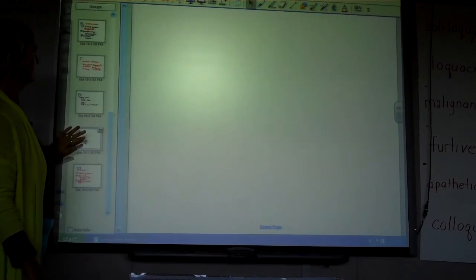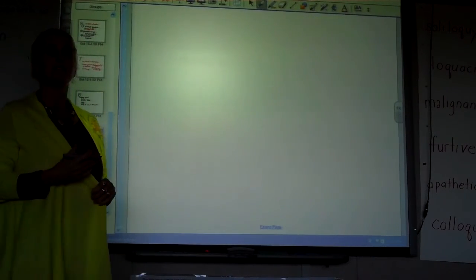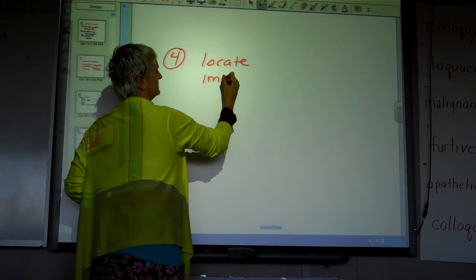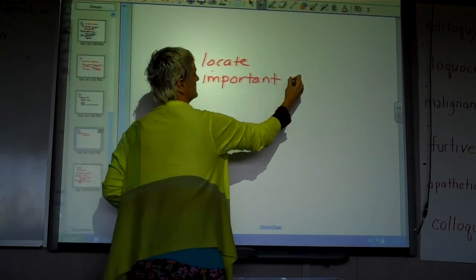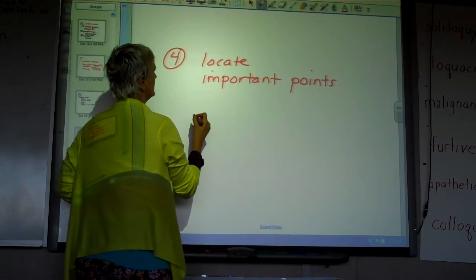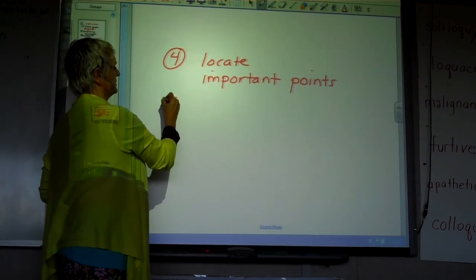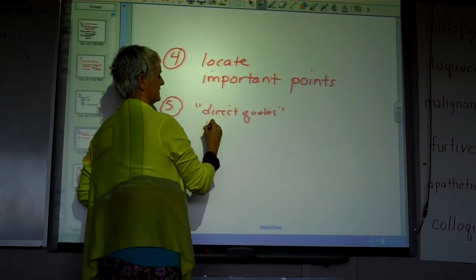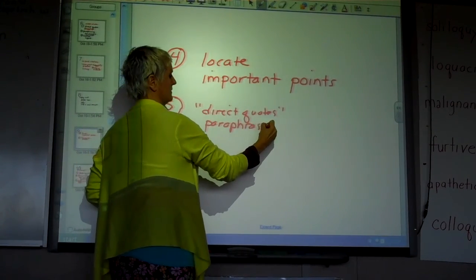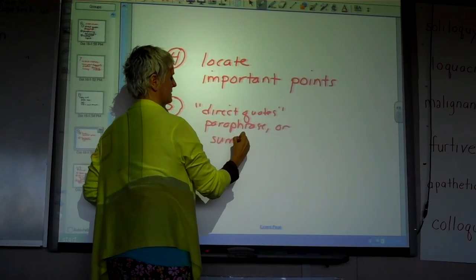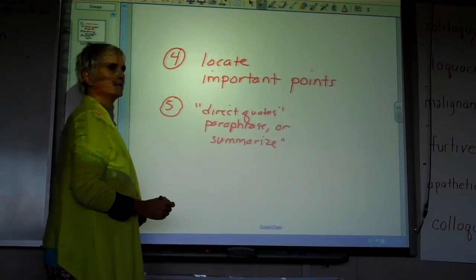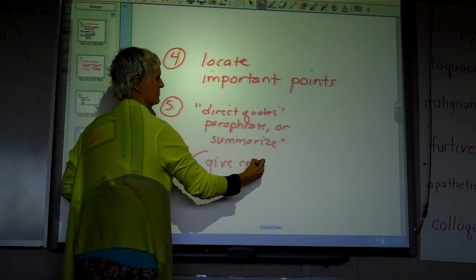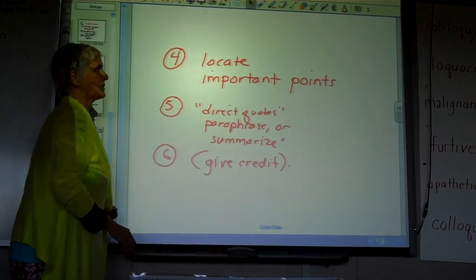After you do that, then you find the important points that are going to support your paper. And then you are going to use direct quotes, paraphrase, or summarize this information to put into your paper, and then give credit to the author through in-text citation. So those are the steps.